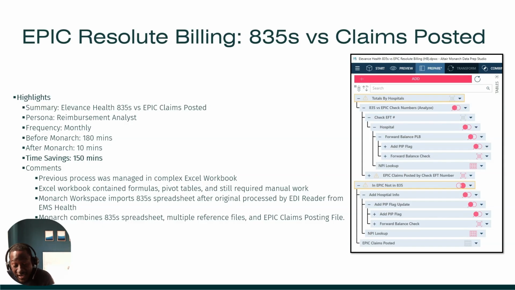And it used to take 3 hours. It was very manual. The 835s came in as a raw file, and they used another application to convert them to spreadsheets. But long story short, you got the 835 spreadsheets versus the Epic spreadsheets, and it used to take them 3 hours. Of course, there were other things, other lookup files and descriptions, but it used to take them 3 hours. And now with Monarch, they're able to do this monthly process in 10 minutes. Probably a little less than that, but give or take.